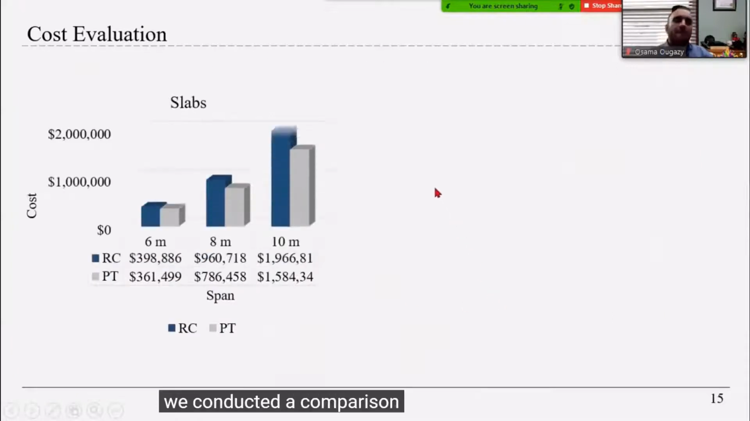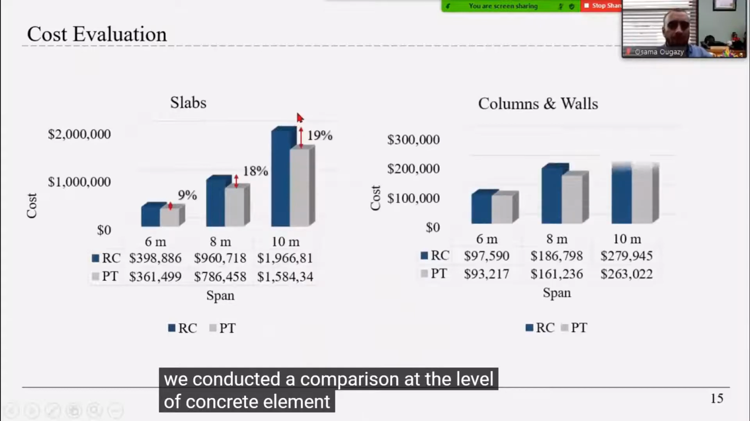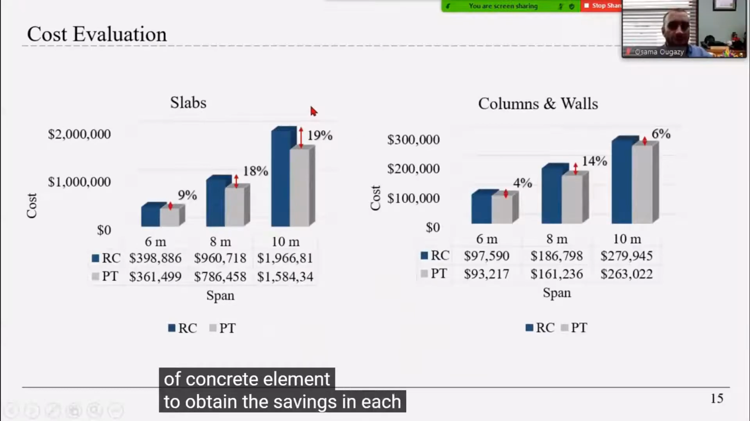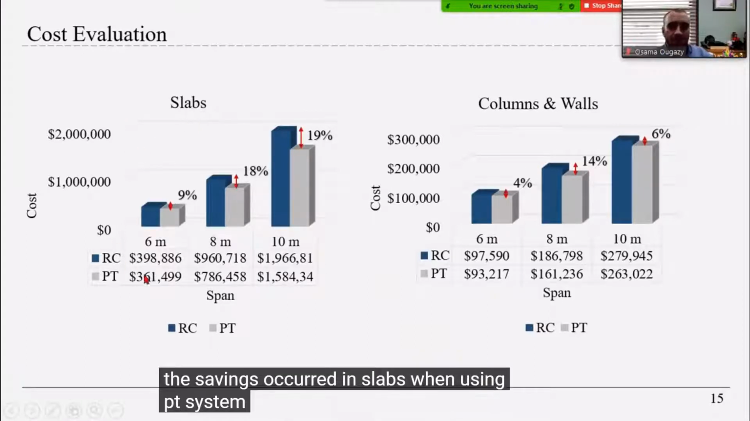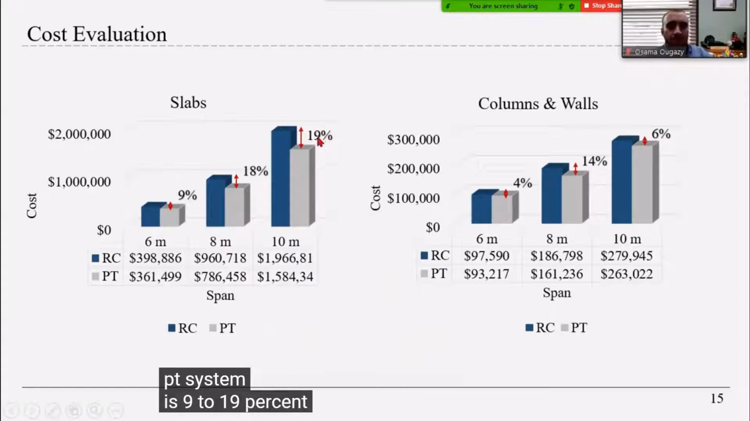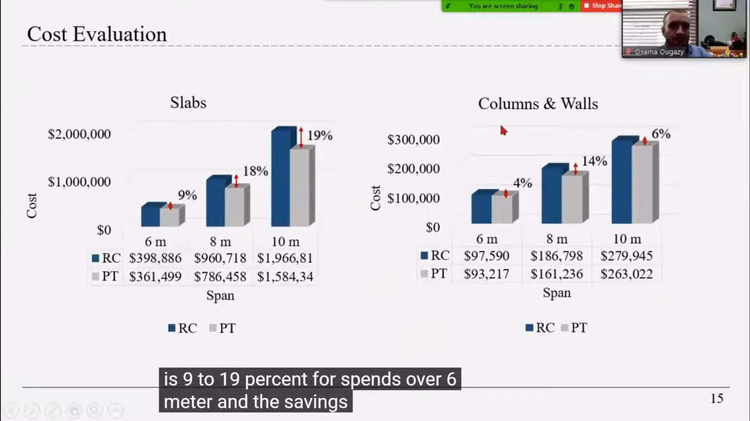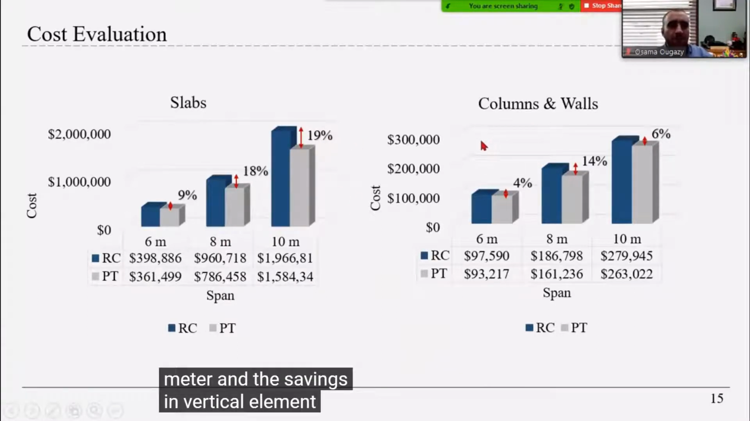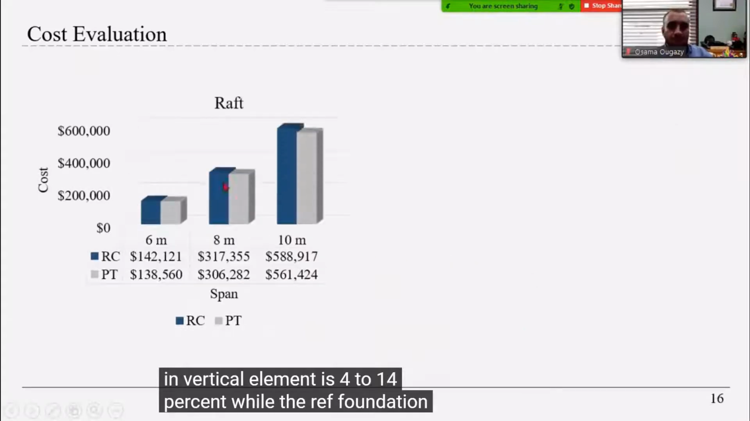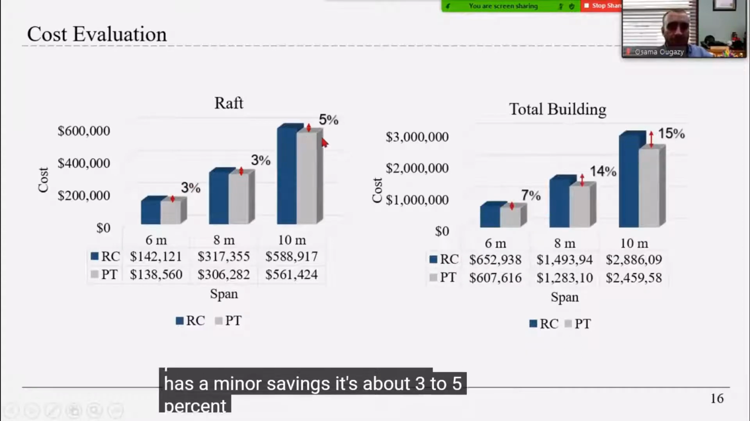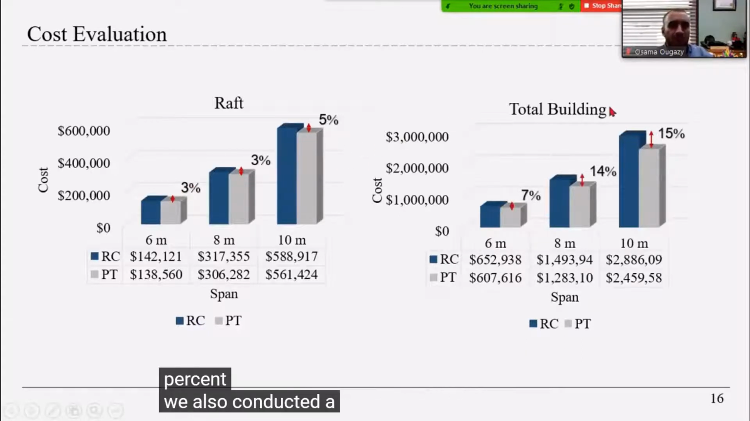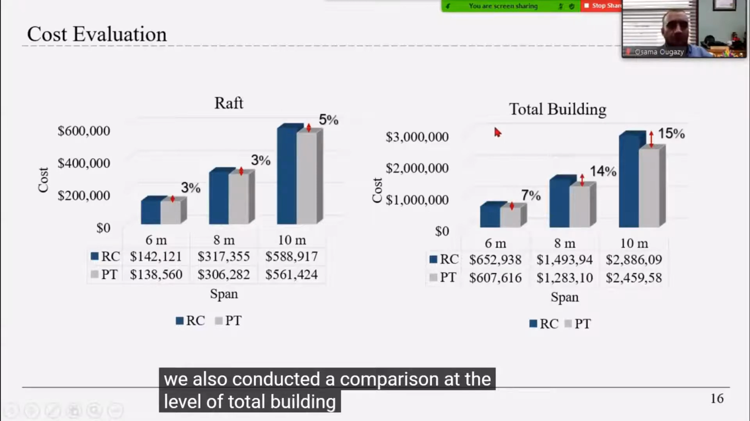We conducted a comparison at the level of concrete elements to obtain the savings in each span. The savings in slabs when using the PT system is 9 to 19% for spans over 6 meters, and the savings in vertical elements is 4 to 14%, while the raft foundation has minor savings, about 3 to 5%. We also conducted a comparison at the level of total building costs.